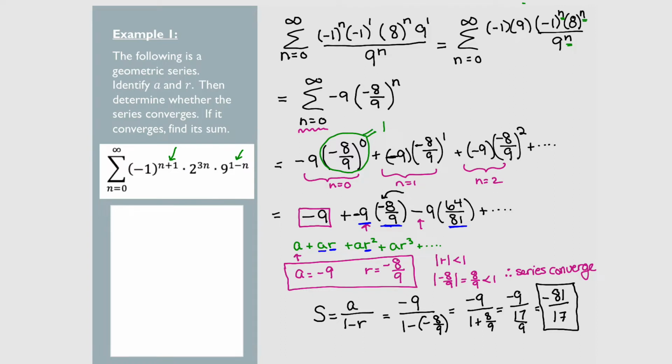So let me summarize my results in the box. So the following geometric series has an A value of negative 9, an R value of negative 8/9. Because the absolute value of negative 8/9 is less than 1, my series converges. Therefore, my series converges. And finally, I know that the sum of my series is simply A over 1 minus R, or specifically, my sum is negative 81 over 17. All right, so that's that WeBWorK problem. Let's take a look at another one.